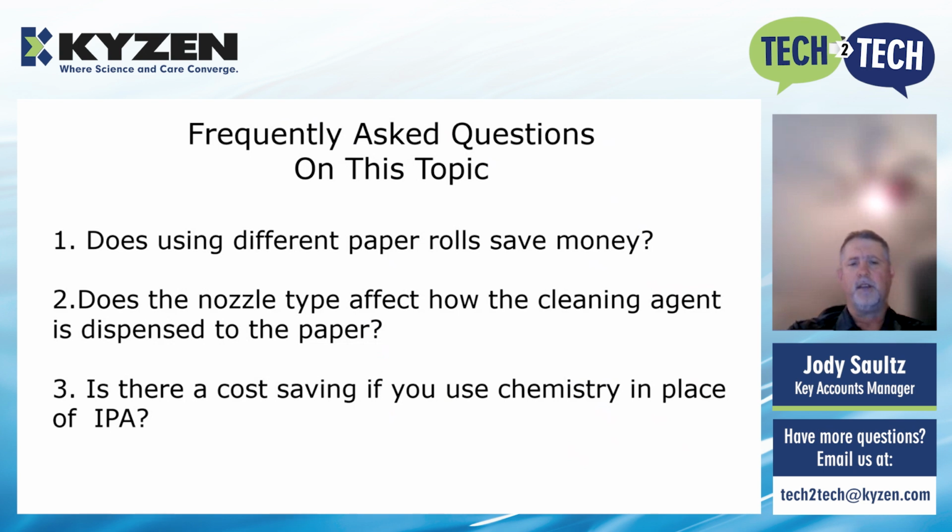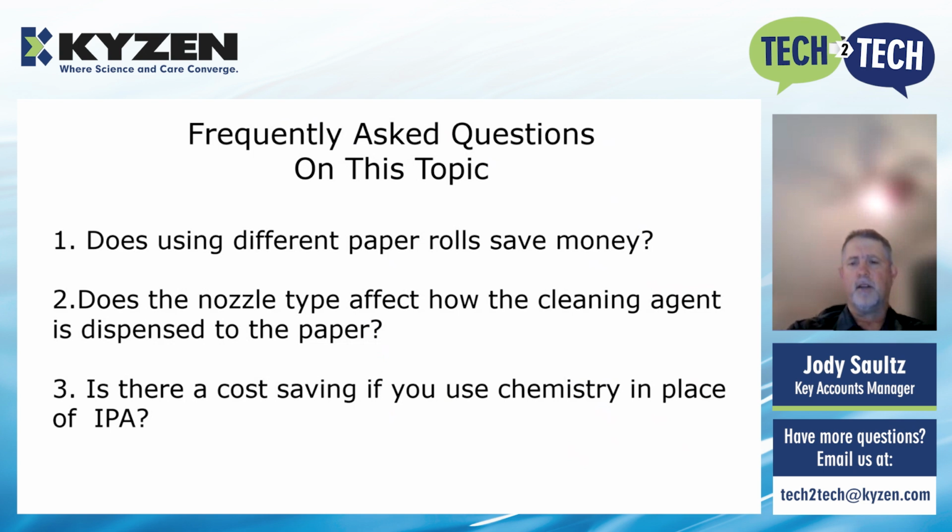First one being, does using different paper rolls save you money? The answer to that is absolutely. Like I said, using an engineered solvent and the right paper, you're going to get a different saturation rate versus using a cheaper paper and alcohol. So even though it costs you more money for an engineered solvent, at the end of the day, using the right paper and the right chemistry, you're going to save a ton of money just by optimizing that underside wipe process and using the right tools associated with that.